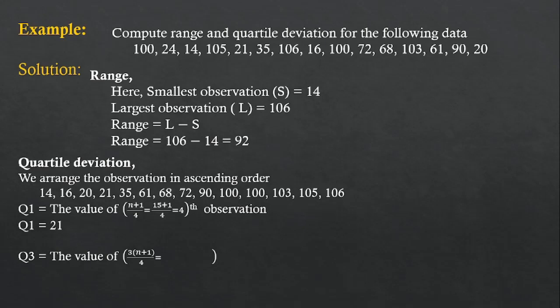The third quartile Q3 is the value of the 3 times (n plus 1) divided by 4th observation, where n is 15, the number of observations. So 3 times (15 plus 1) divided by 4 is our 12th observation. So the 12th observation is our third quartile. So the third quartile is 100.